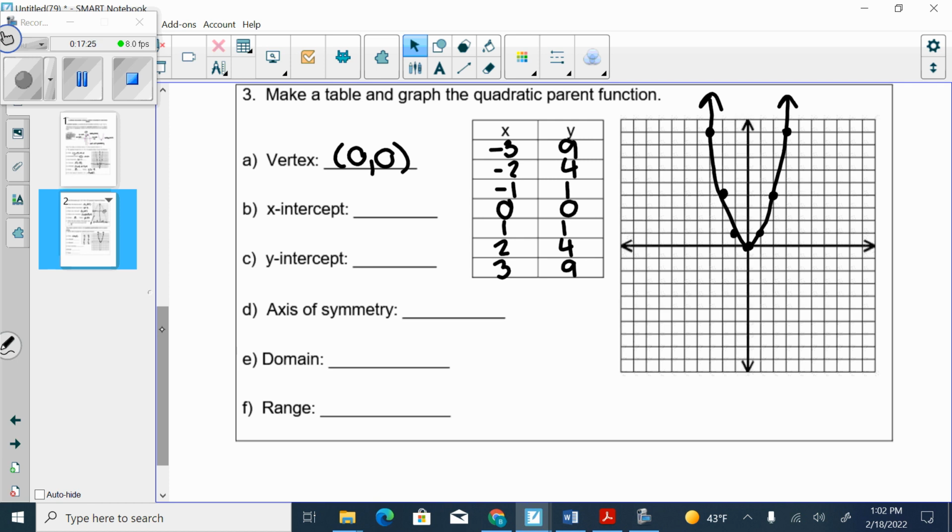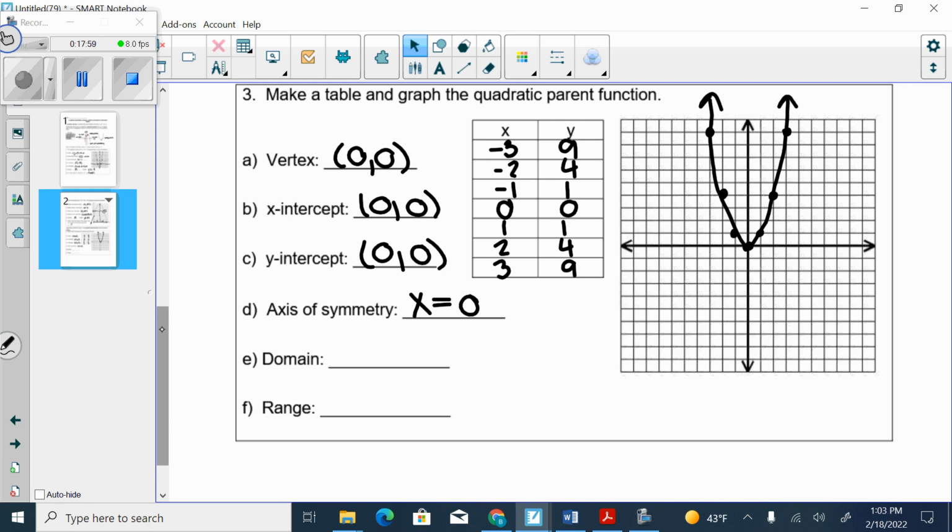X-intercept. How many times does it touch the x-axis? Just once. At where? Good. Okay. Then they ask for the y-intercept. How many times does it touch the y-axis? Once at. Good. All right, then they want the axis of symmetry. So where I could fold this thing in half and everything match up. Right. Remember we write that as a linear equation of x equals 0.